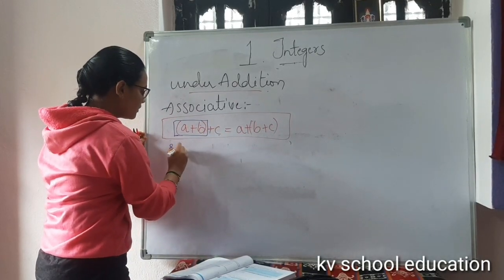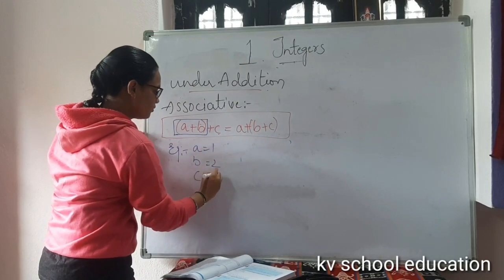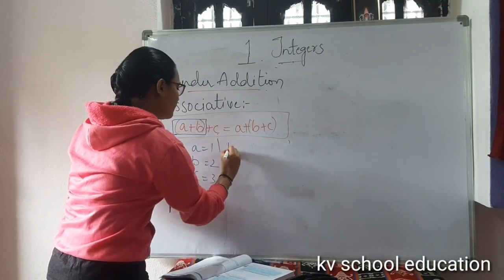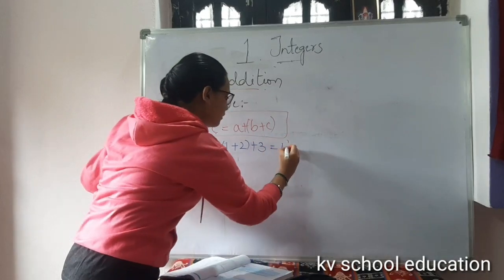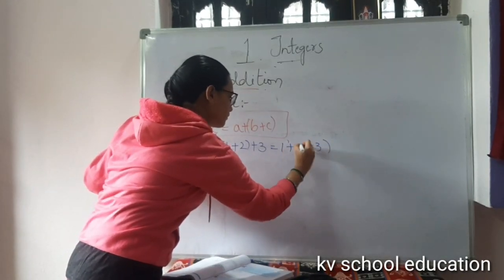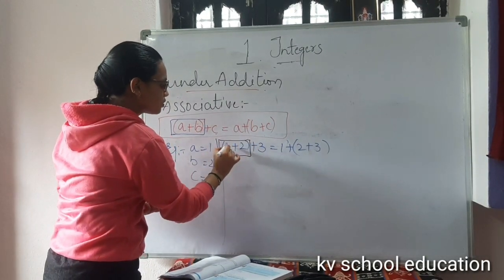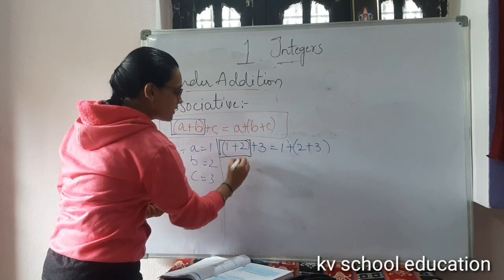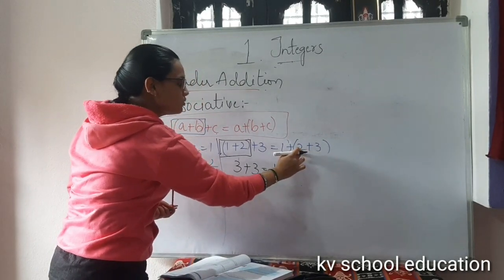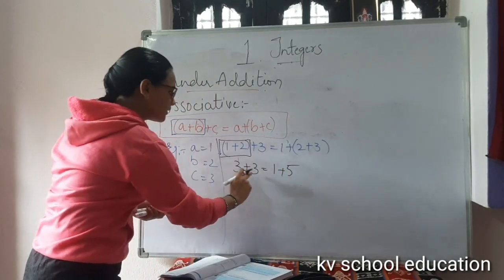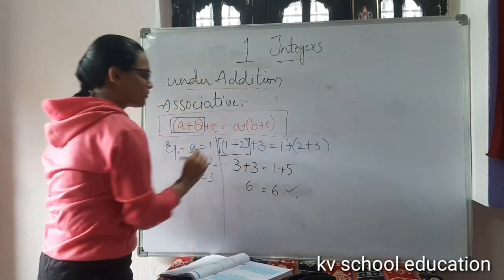So if we take an example, A is equal to 1, B is equal to 2, C is equal to 3, we'll see this. 1 plus 2 plus 3 is equal to 1 plus 2 plus 3. Here we should solve the bracket first. So here the bracket is 1 plus 2. 1 plus 2 is 3, plus 3. Here 1 plus 3 plus 2 is 5. So here 3 plus 3 is 6 and 1 plus 5 is 6. So here it satisfies the rule.